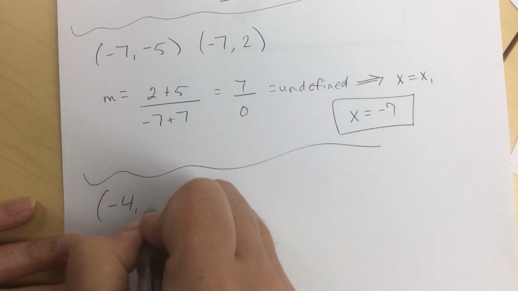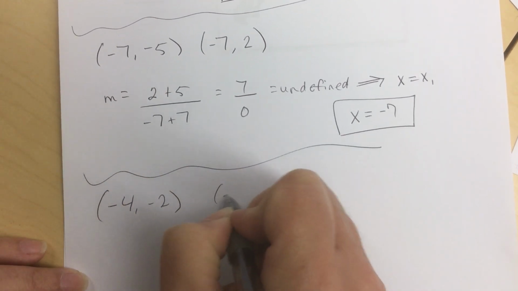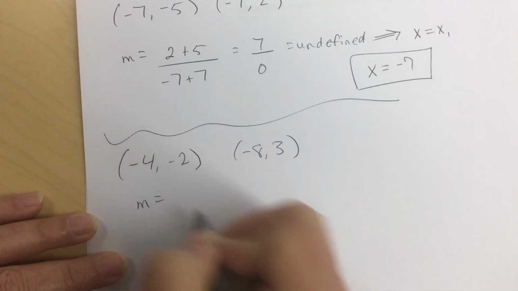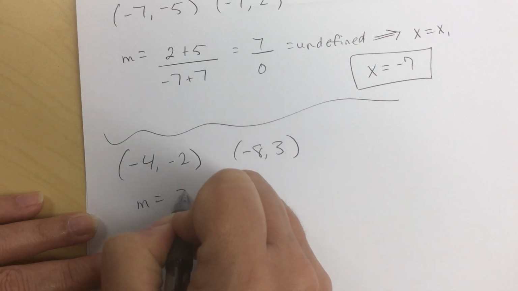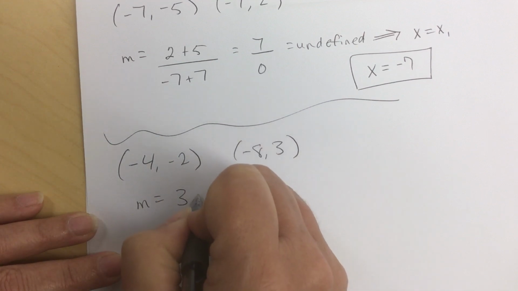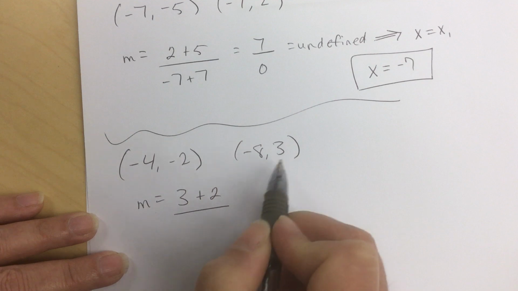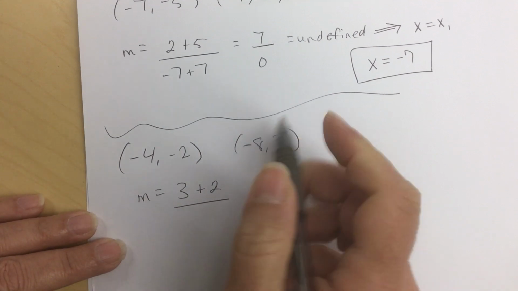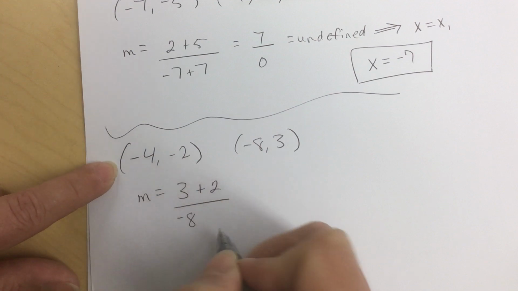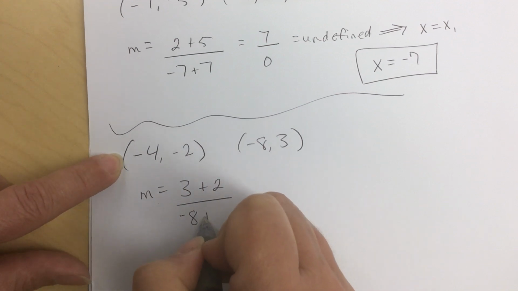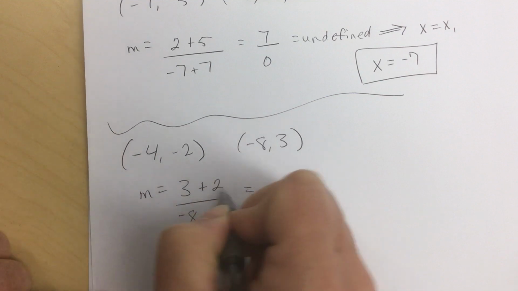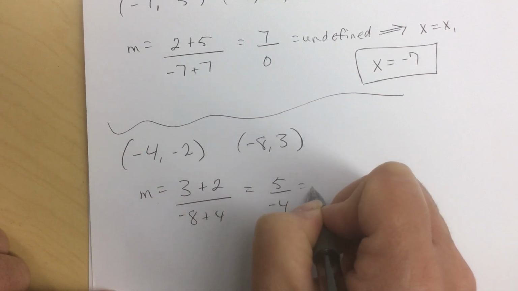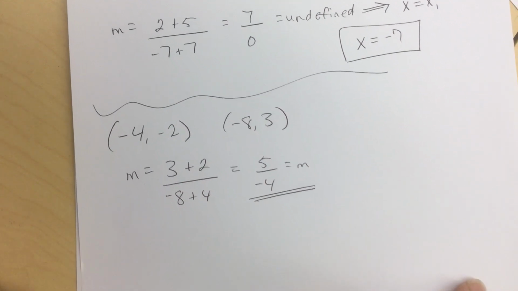Let's say you have (-4, -2) and you have (-8, 3). First thing you're going to do is find your slope. y2 minus y1 is 3 minus a negative 2, which is plus a positive 2. Then x2 minus x1 is -8 minus a negative 4, which is plus 4. 3 plus 2 is 5. Negative 8 plus 4 is negative 4. So my slope is the fraction negative 5/4.